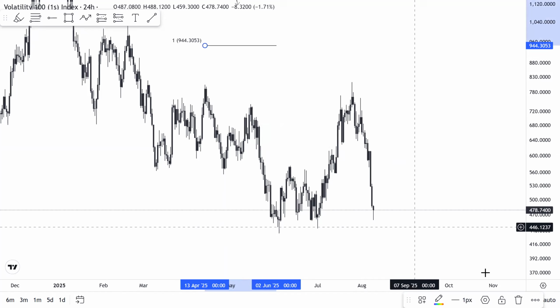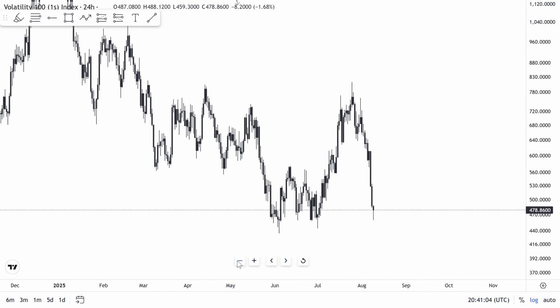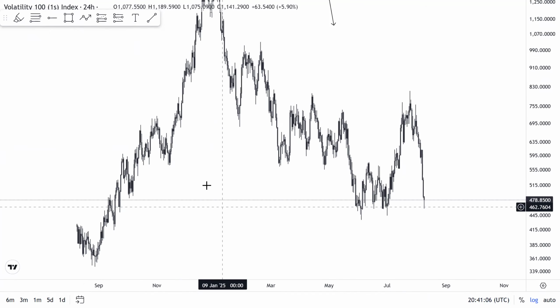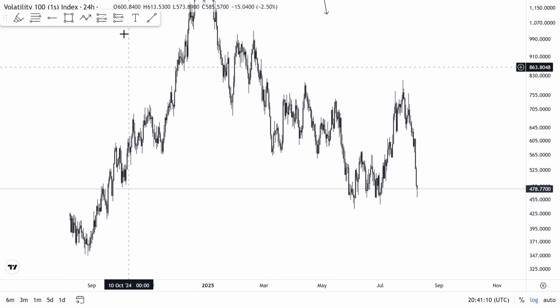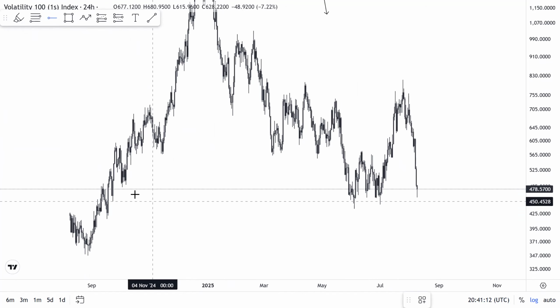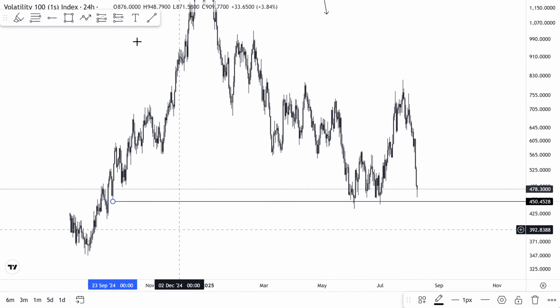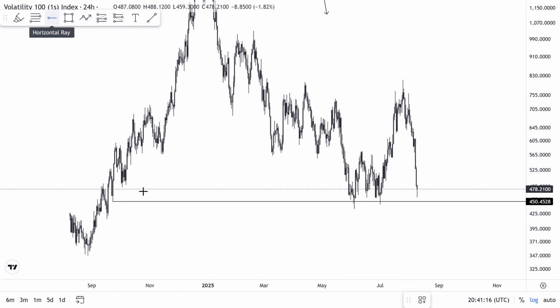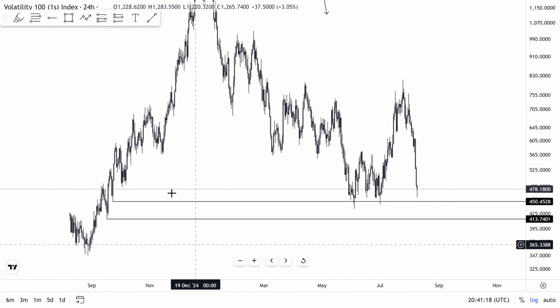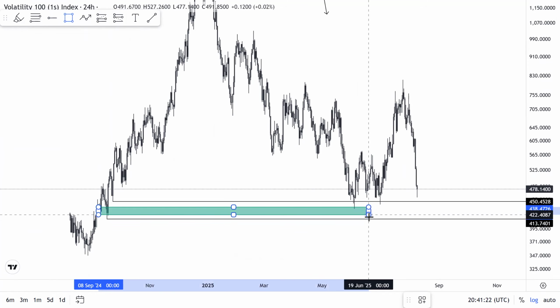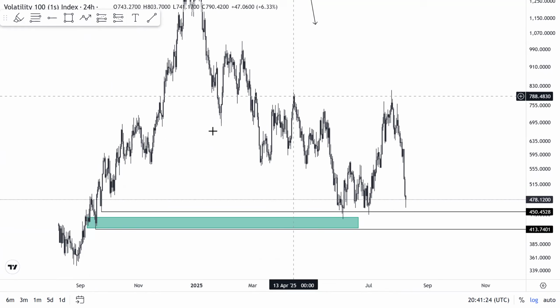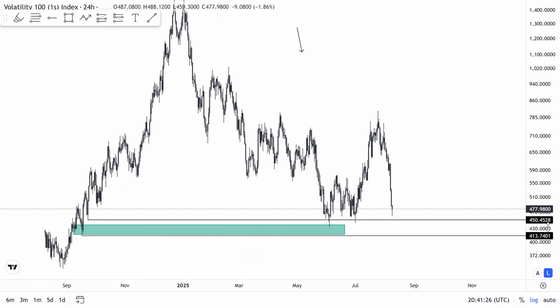Now, if you look at V100s, this is the daily time frame of V100s. We had this sweep of liquidity right here, a break of structure, and price was buying from here. This is the protected low right here. So now we had a structural liquidity from here, and obviously we expect price to come and take out this high.